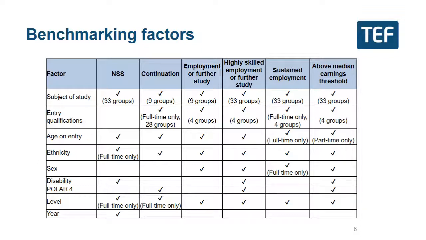We know that some factors affect some aspects of the data but not others. So there are some general rules. To be selected, benchmarking factors must be associated with what's being measured. They must vary significantly from one HE provider to another, and there must be strong evidence of influences other than provider performance affecting the outcomes.